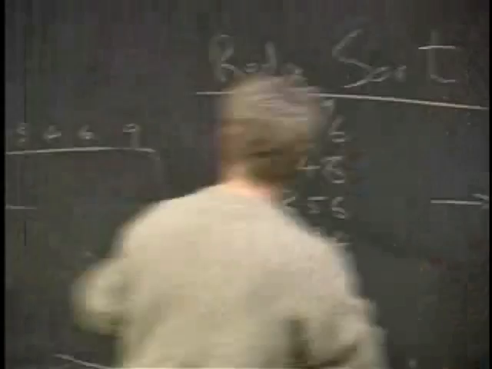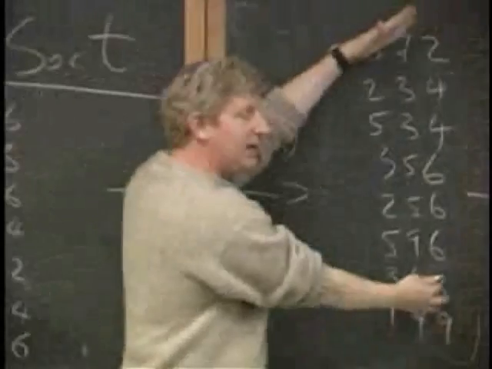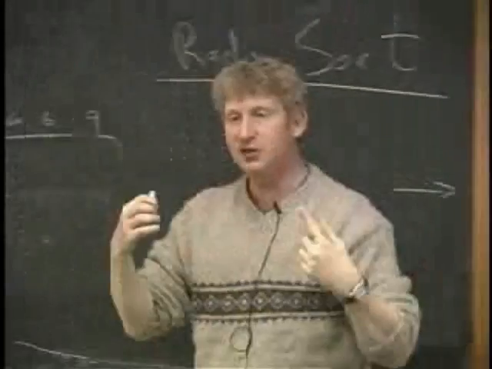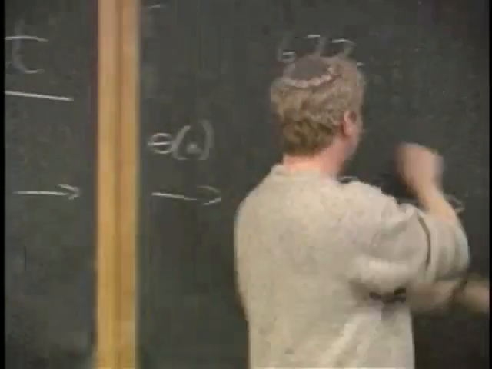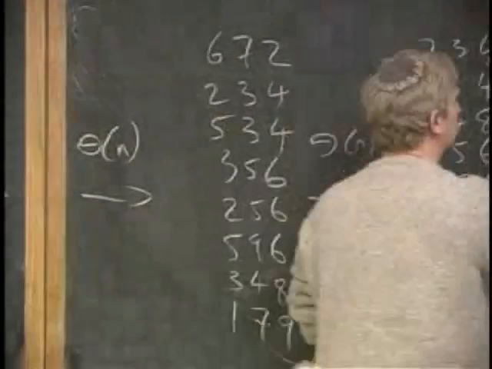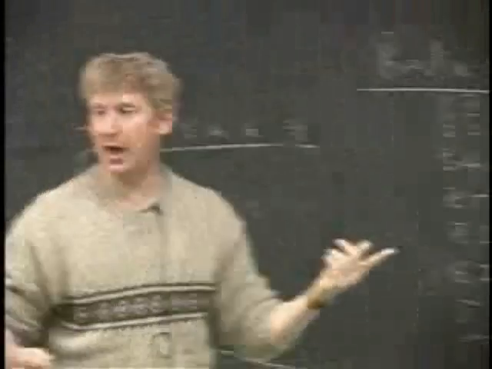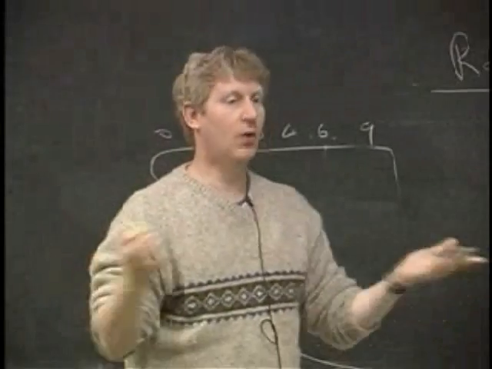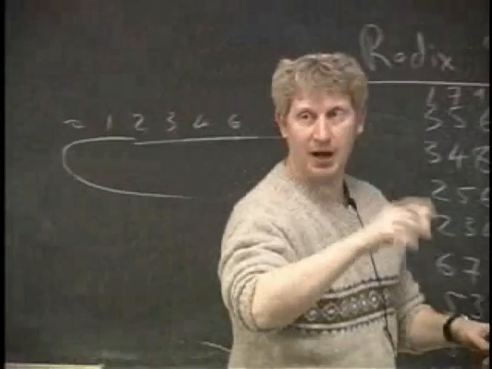Going from right to left, we use this auxiliary counting storage. We copy it right back into the array, and we repeat. And every step takes order n. So we get n here, and n here. How many steps altogether? 3n, or how many digits we have. In this case, it's 3, but Doug's right.